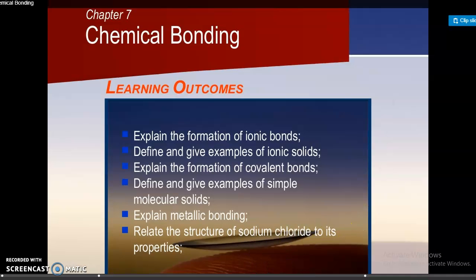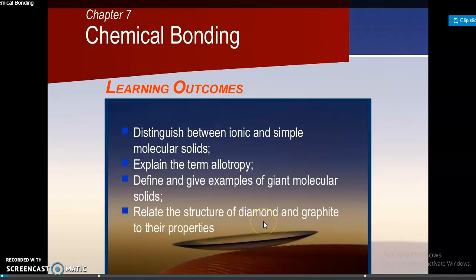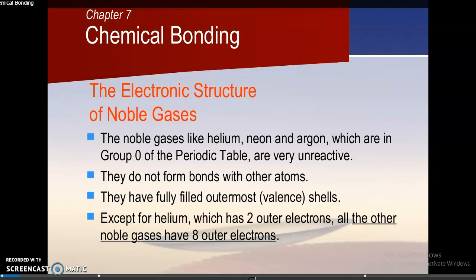Along with this, we will distinguish between ionic and simple molecular solids. We will explain the term allotropy, and we will define and give examples of giant molecular solids, and we will relate the structure of diamond and graphite to their properties.